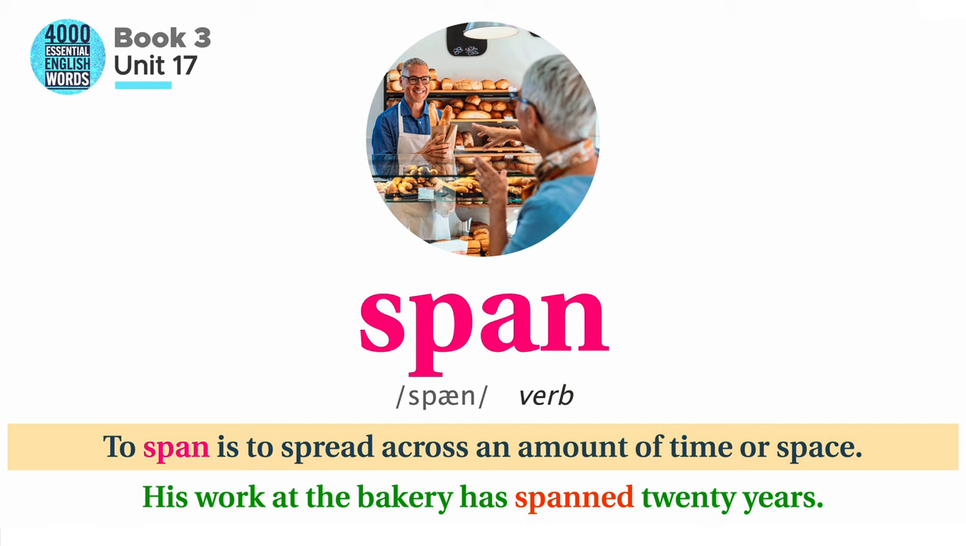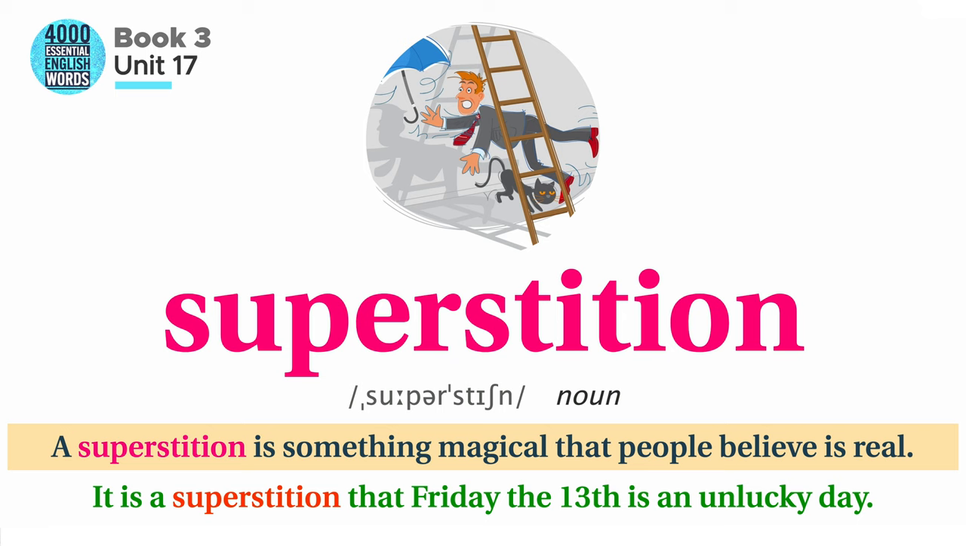Span. To span is to spread across an amount of time or space. His work at the bakery has spanned 20 years. Superstition. A superstition is something magical that people believe is real. It is a superstition that Friday the 13th is an unlucky day.